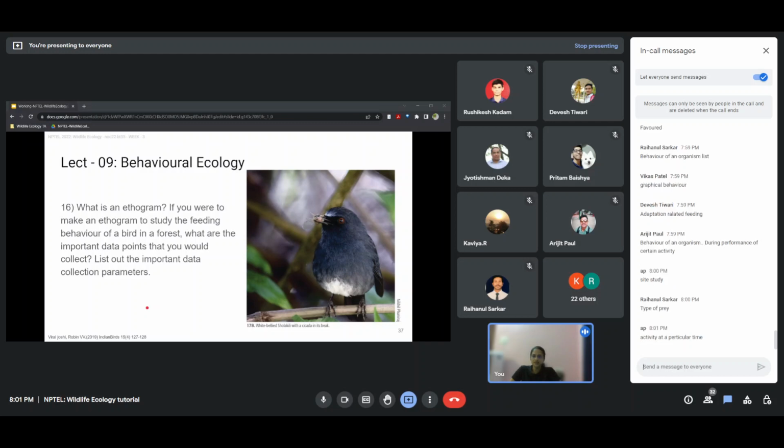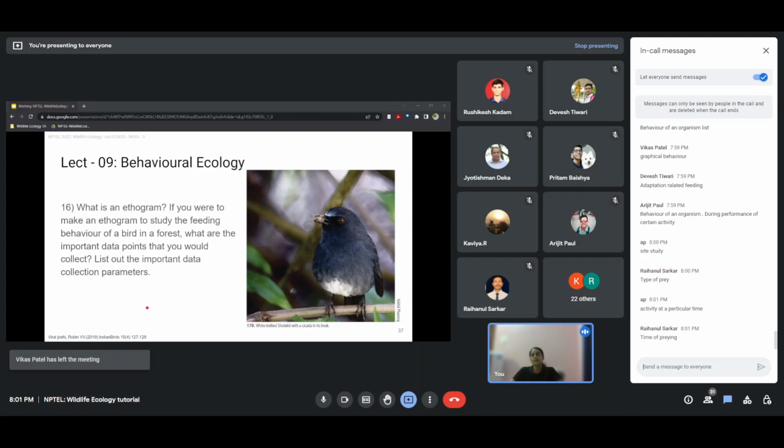There is literally no right or wrong. Yeah, activity at a particular time. Yes, that's a very important parameter. You have to note down the time at which you have made any observation of the bird foraging. What else? Anything that comes to mind?